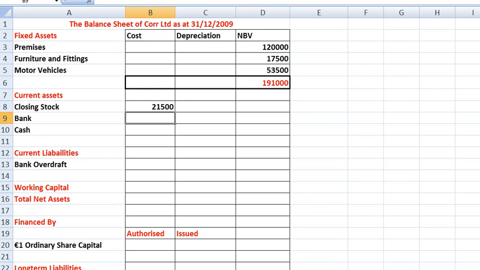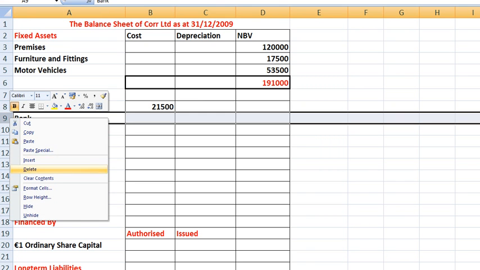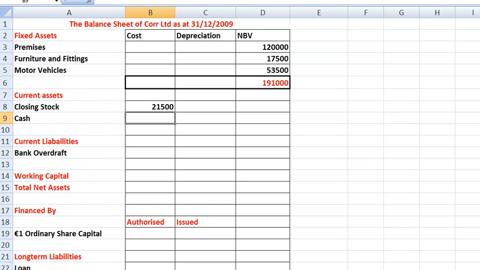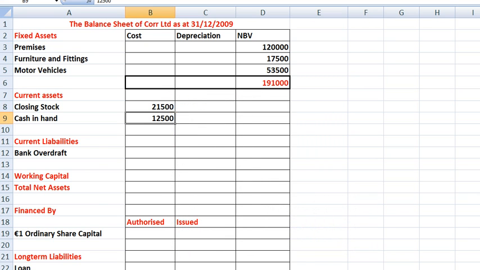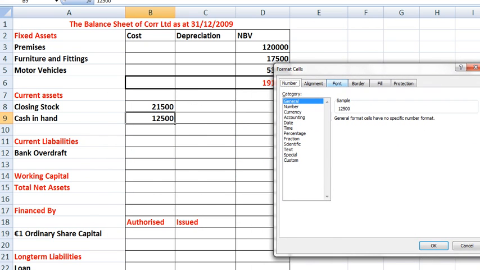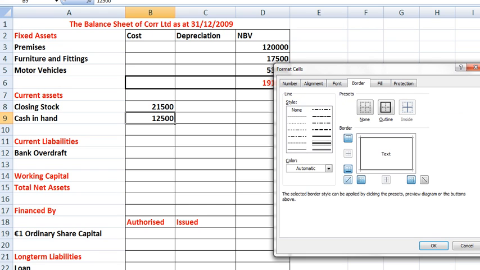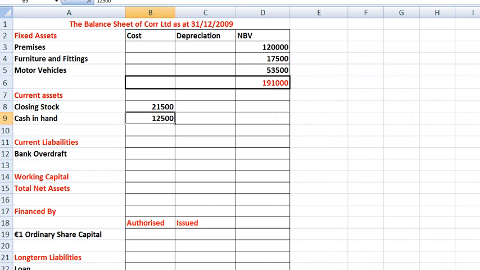Now they don't have a bank balance here. A bank balance is obviously something that you own that changes value regularly, but this company doesn't have a bank balance. They just have cash. And they have cash in hand of 12,500. So we're just going to total up those fixed assets. I'm just going to add them up here, put a little border underneath it, like I like to do, and bring out my total here, which is 34,000.